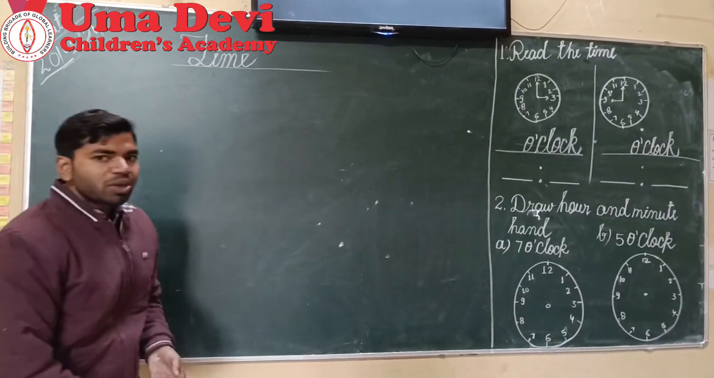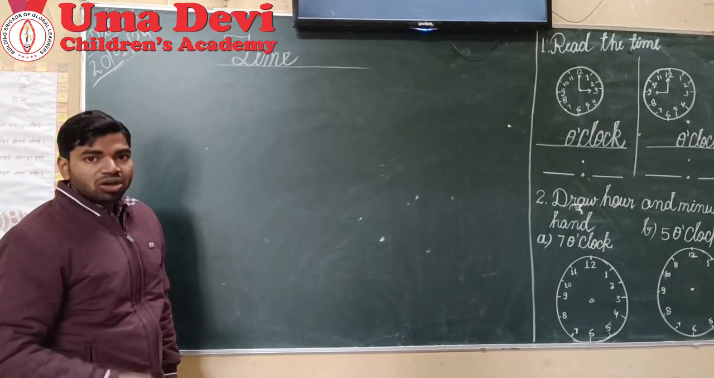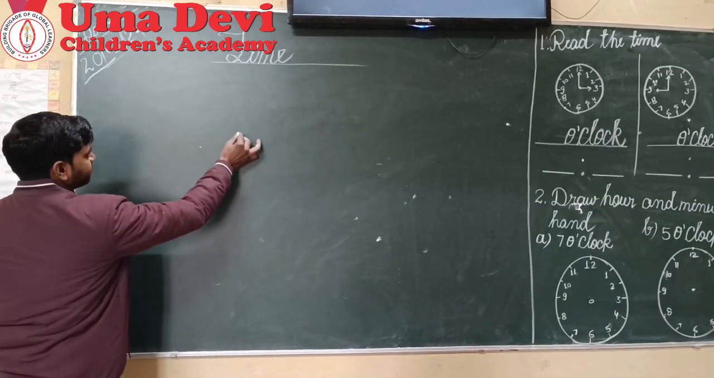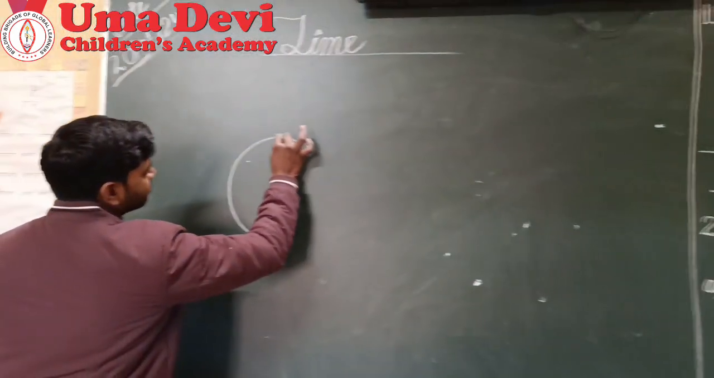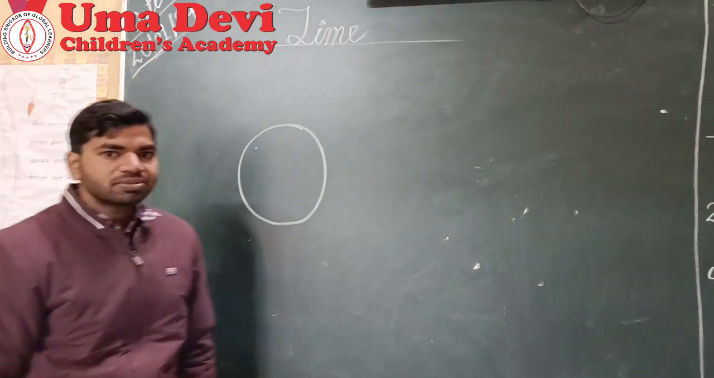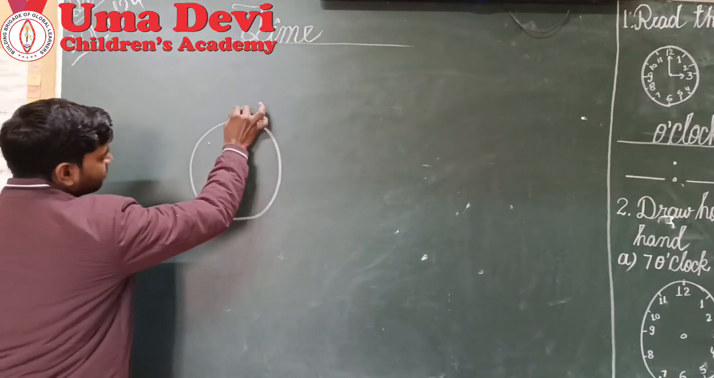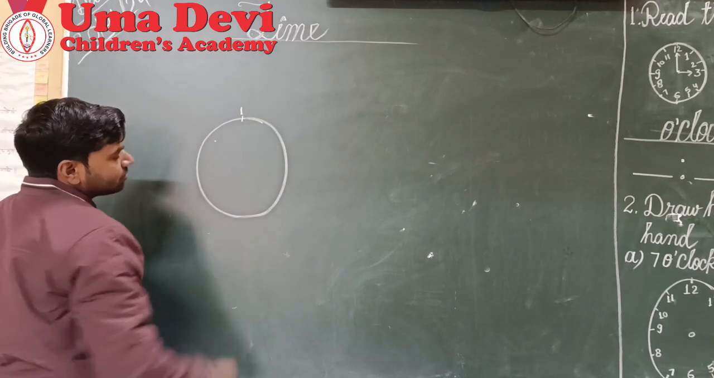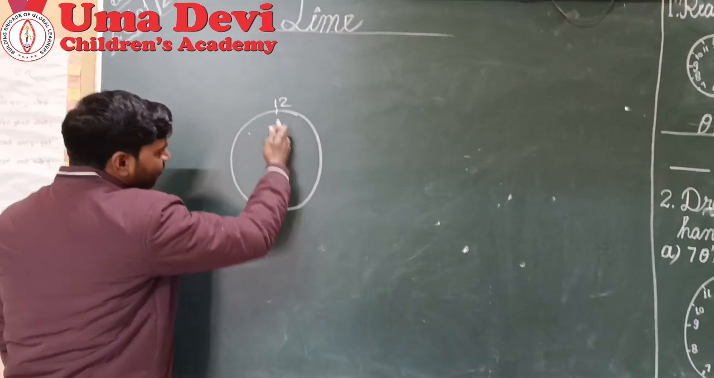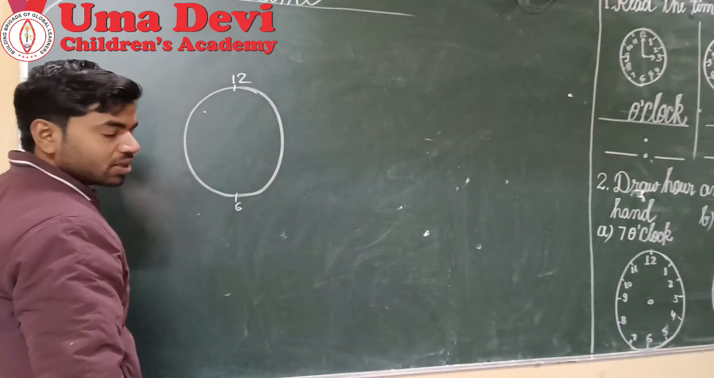Okay? So now, look at the board everyone and focus here. We will learn how to draw a clock. Number one, first draw a circle. Then at the top of it, right here, what will we write here? 12. Okay, write 12 here. And in front of 12, we will write 6. Correct?